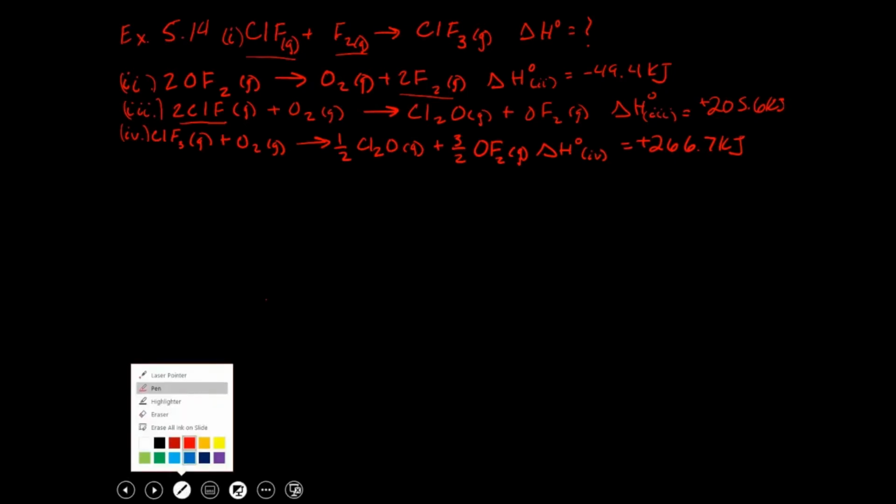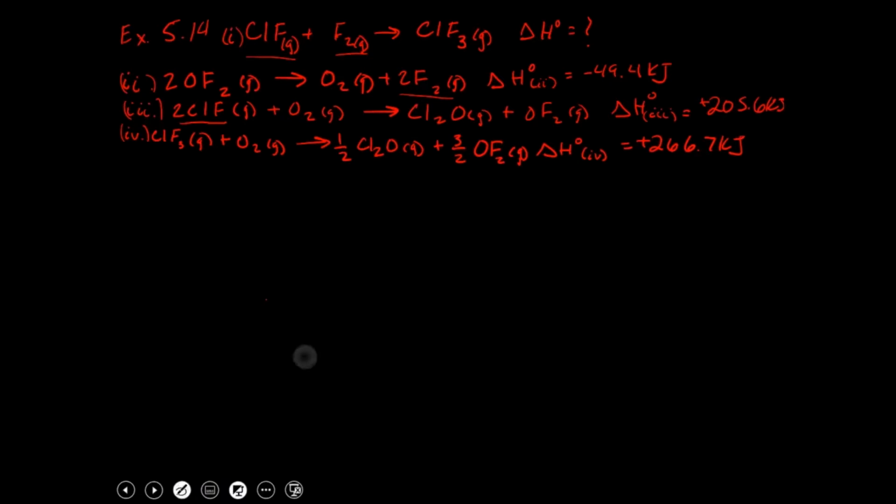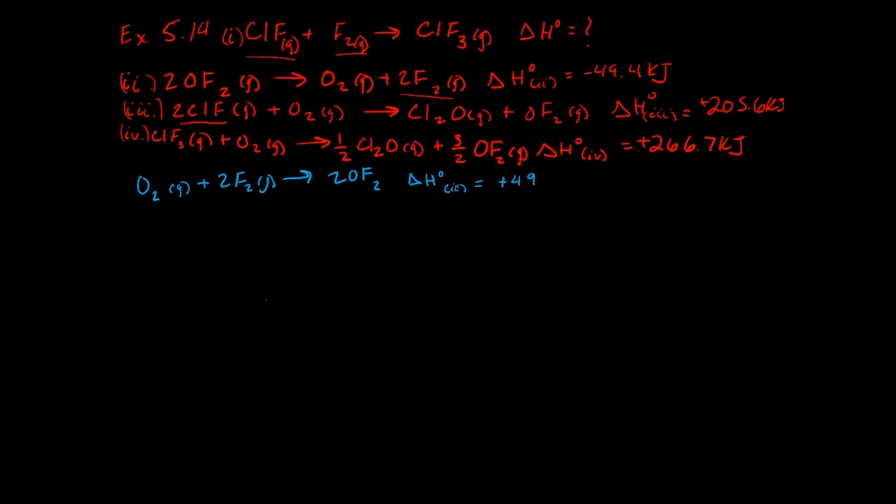So I'm going to change my ink color. Now this is O2 plus 2F2 becoming 2OF2. Since I did that, I have to change the sign of delta H for equation 2. That is now equal to positive 49.4 kilojoules. Since we reversed the sides, we have to reverse the sign.